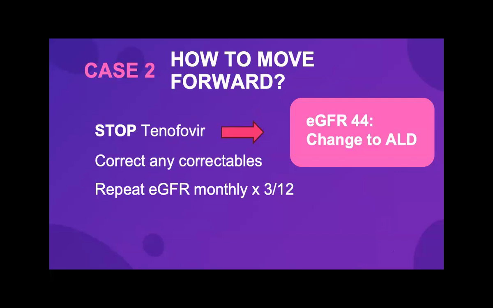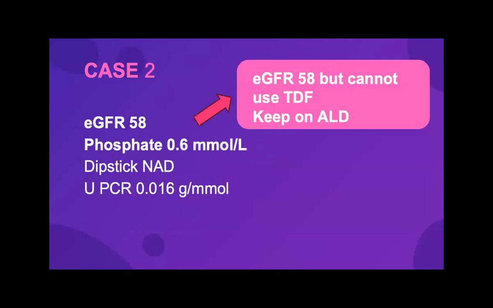You should, again, just correct any correctables, adjust other medication doses, ensure there's no AKI going on as well. And then along with the investigations we just mentioned, you can repeat the EGFR monthly and for 3 months at least. So after changing to ALD in this patient, she came back the next month to review her repeat creatinine and her investigations, some of which I have shown here.